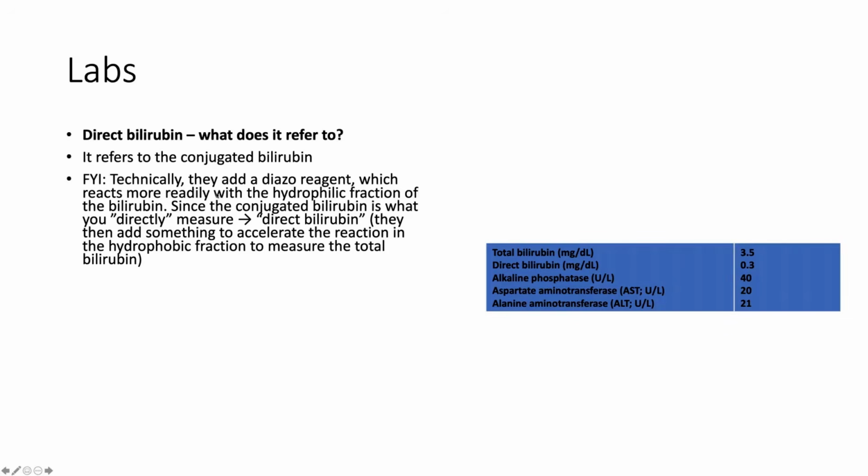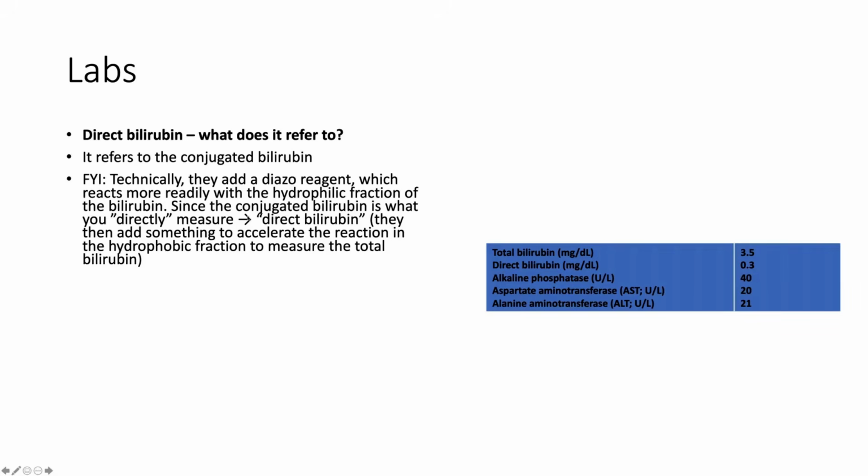So technically, if you're curious, the way that they measure it is they add what's called a diazo reagent. If you have bilirubin, there's going to be the water soluble kind and the not water soluble, so it's going to split like oil and water. The diazo reagent happens to be more hydrophilic, so it's going to go to the hydrophilic part, which is the direct bilirubin, right? Because the whole point of conjugating it is to make it water soluble. So it goes to the water portion of it.